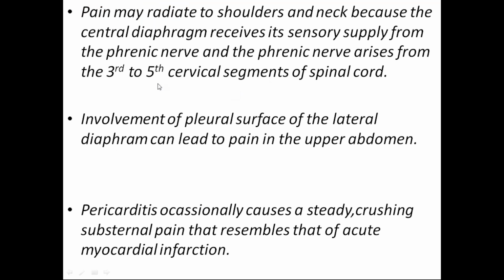Pain may radiate to the shoulders and central diaphragmatic region due to irritation of the phrenic nerve. Involvement of the pleural surface of the lateral diaphragm can lead to pain in the upper abdomen. Pericarditis occasionally causes a steady crushing substernal pain that resembles that of acute MI. Many chest pains mimic MI, but we should be able to differentiate the exact cause, cardiac or non-cardiac origin.